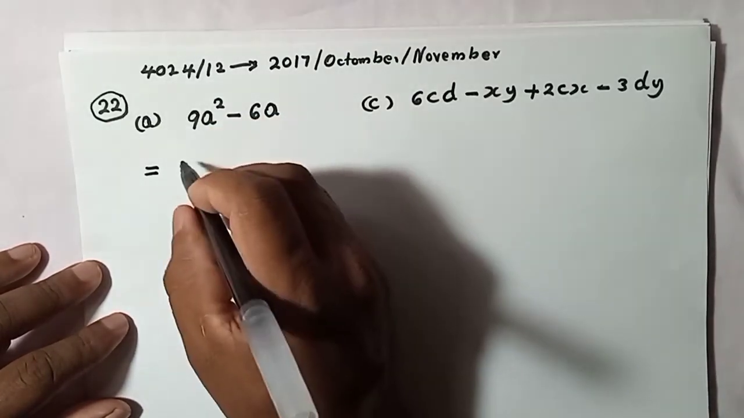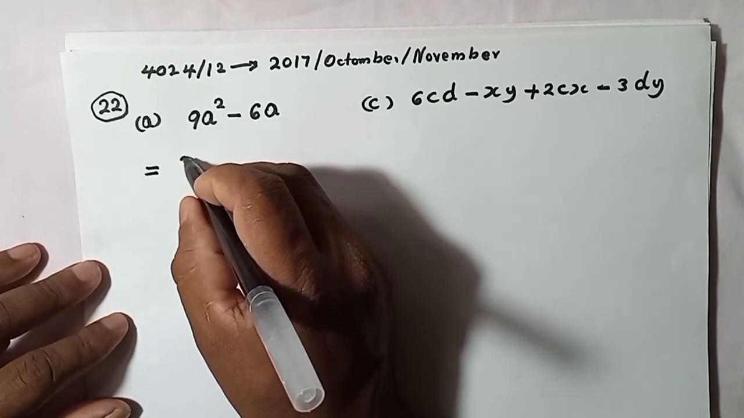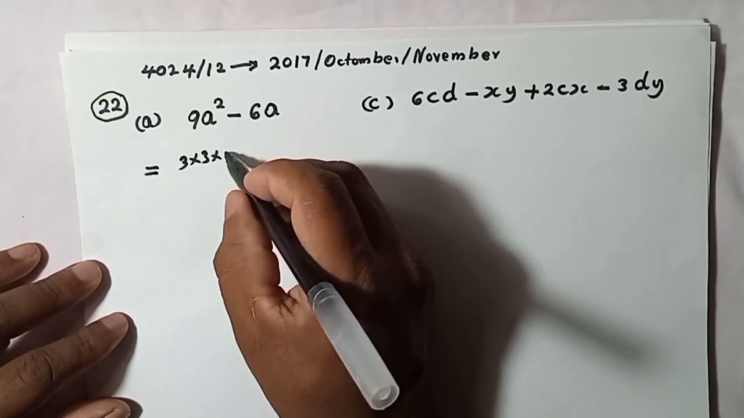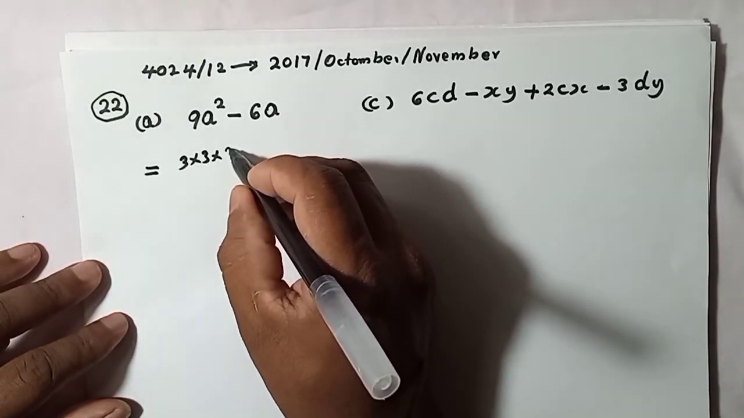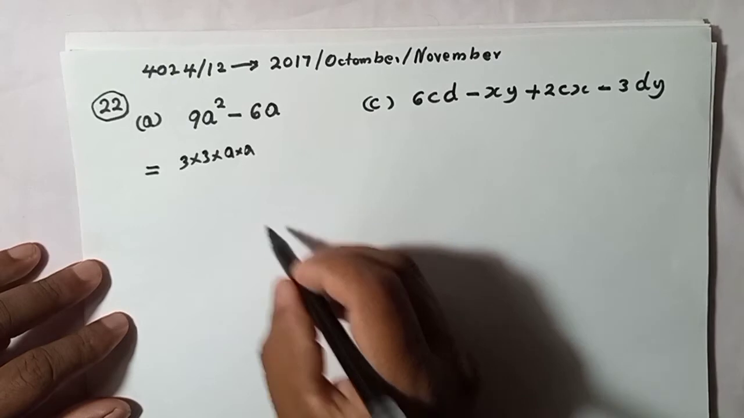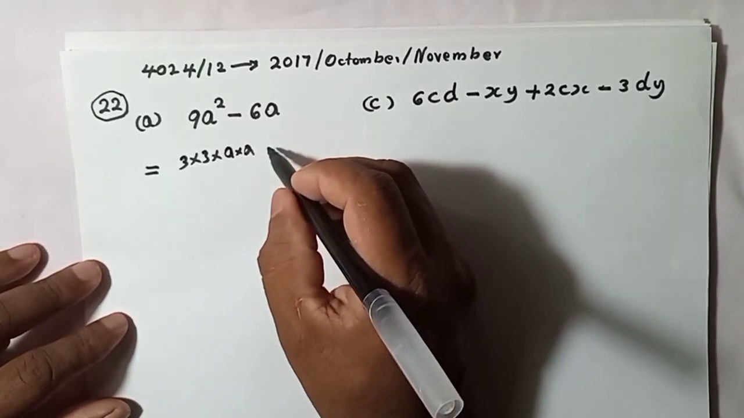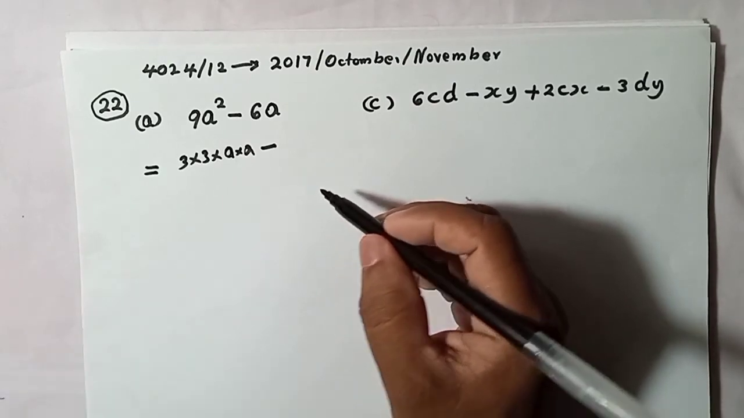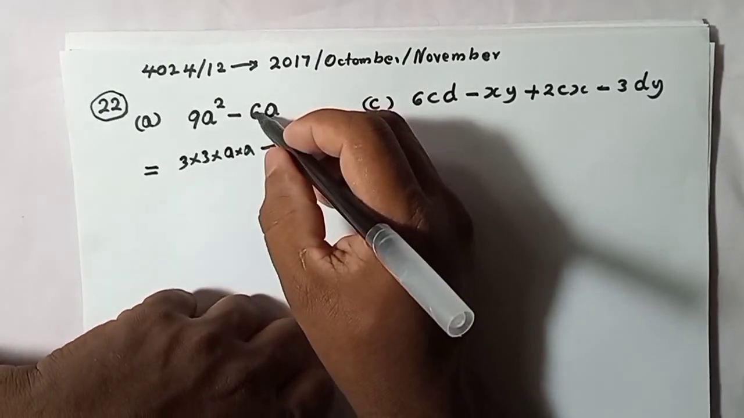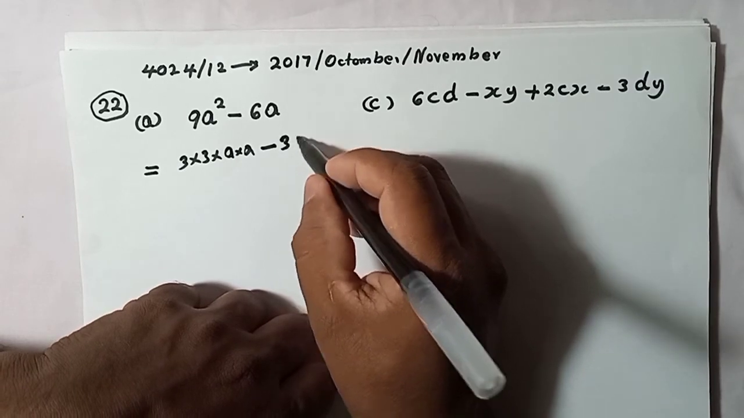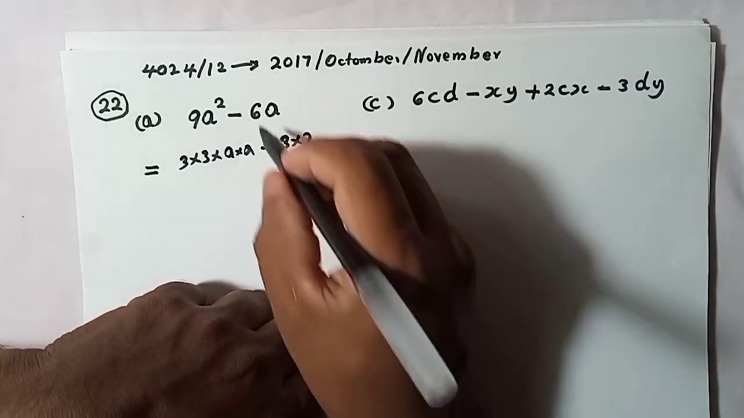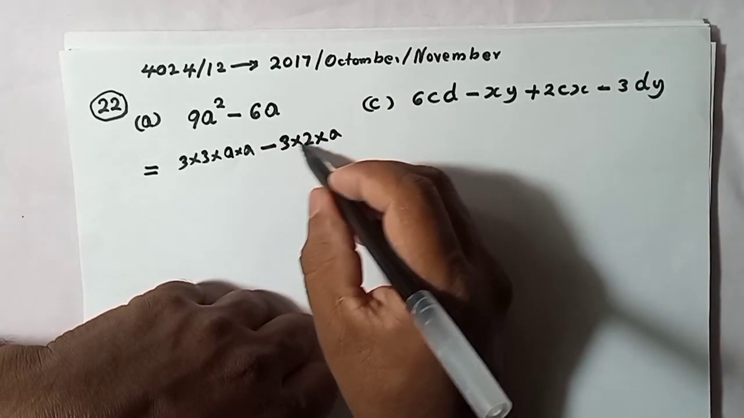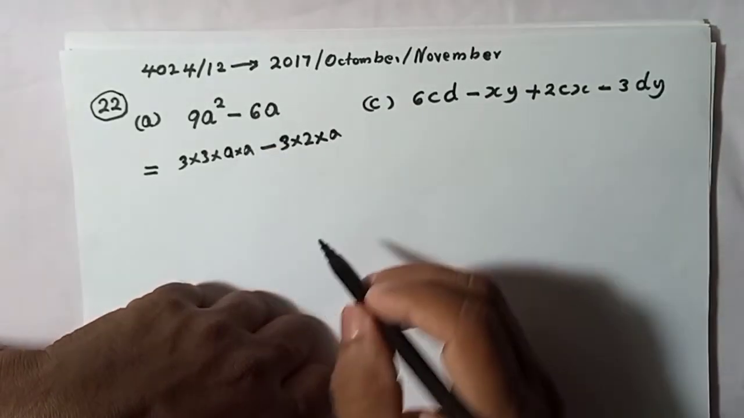So I will write that line, like I told you, you don't need to write this, 3 into 3, 9, I mean 3 into 3, and here a square means you can write a into a, right? This line I am writing so that you can understand in a very easy way. So here 6 also I will write as 3 into 2, right? 6 means 3 into 2 and into a, right? Only for 6 I put 3 into 2 and a.